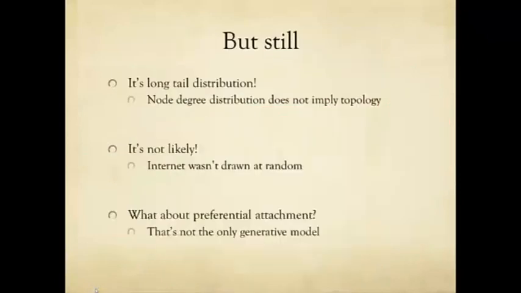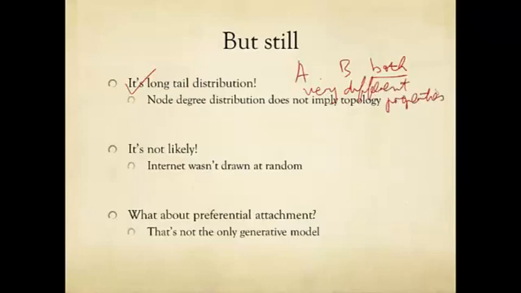Now, but still, you may say, I still have other questions. For example, what about long-tail distribution? Well, as we just saw, you can have two networks, A and B, both long-tail distribution in their node degree sequence, but they look very different and have very different properties other than their node degrees, which share the same distribution. In other words, node degree distribution does not imply the actual entire topology. This is a very crude summary of the topology.